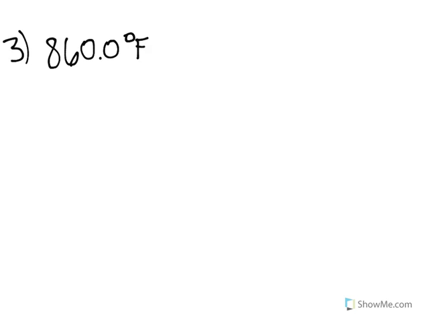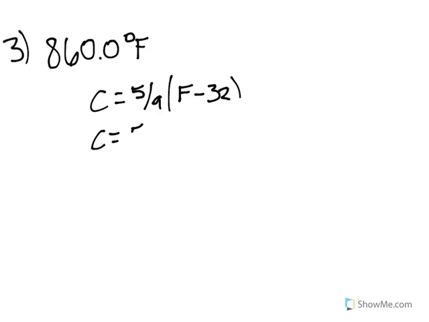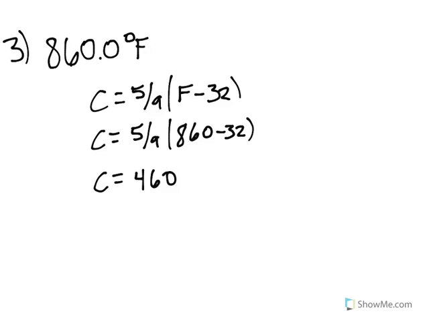Number 3 again starts with something in Fahrenheit, but now I only want to get it in Celsius. And so again, the formula for that conversion is 5/9 times (F minus 32). And so I substitute in my degrees in Fahrenheit, and I would get the answer is 460 degrees Celsius.